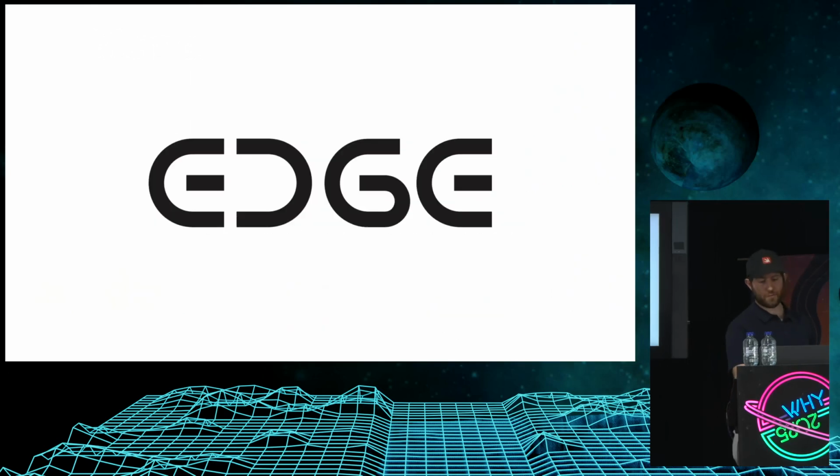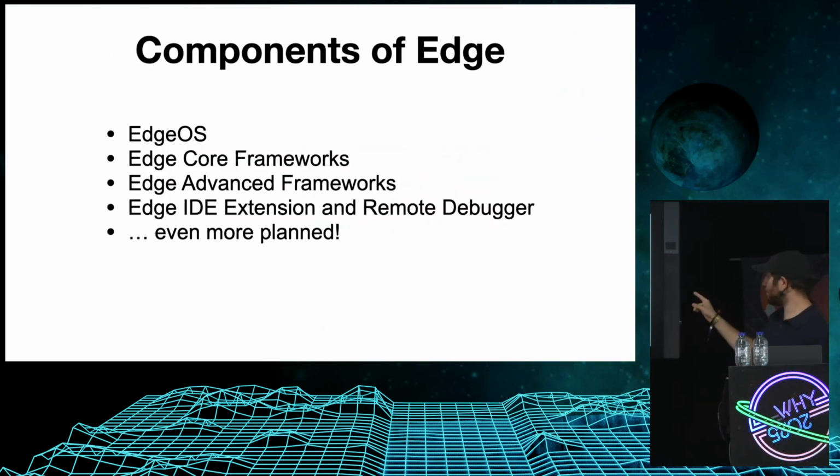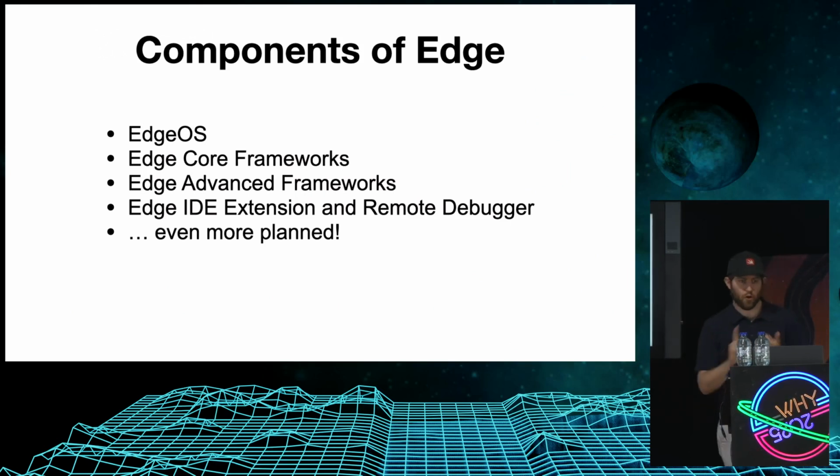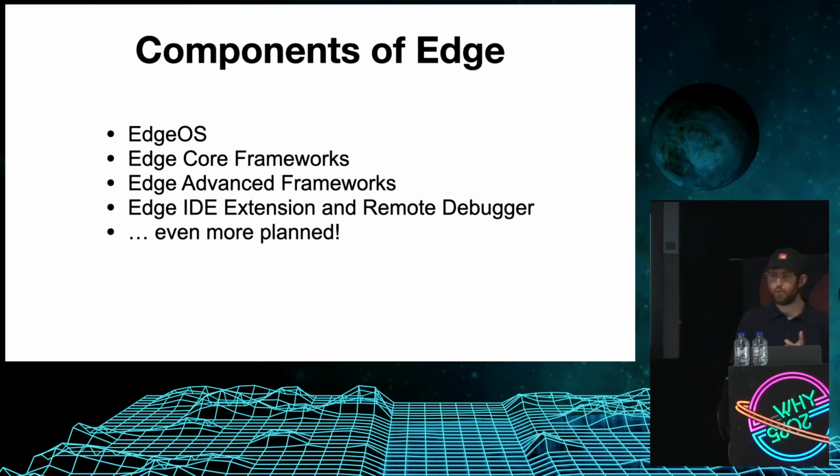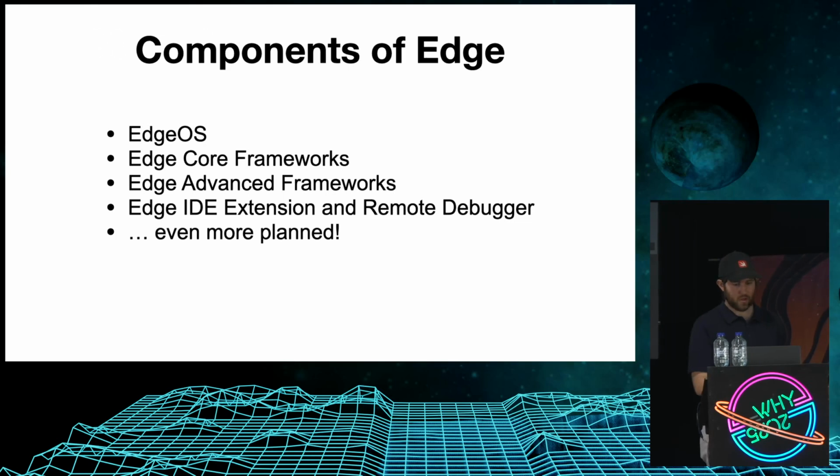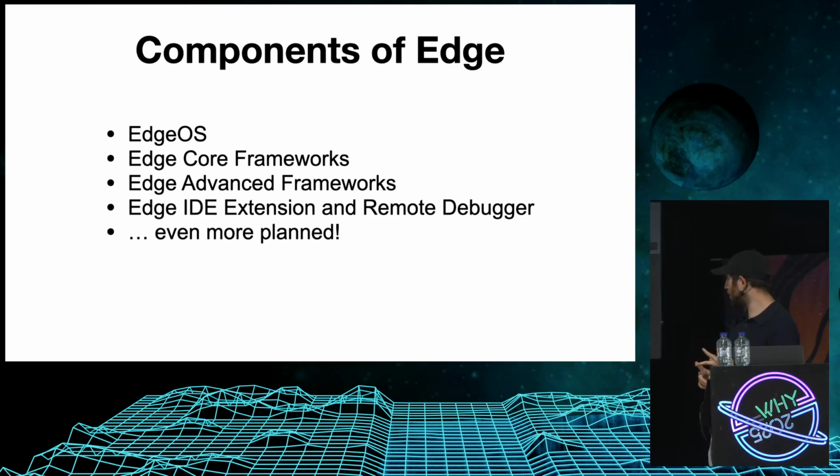So what is Edge? Edge is a set of components and libraries that we provide. There's an OS that we provide that's all open source with a set of core frameworks based on the open source community and some of our own. We have some advanced frameworks that we are working on as well, which I'll get to a bit later. We have an IDE extension for Visual Studio Code, command line utilities, so we can integrate it with other IDEs, and we have a couple other fancy things planned for the future that I won't get into today.